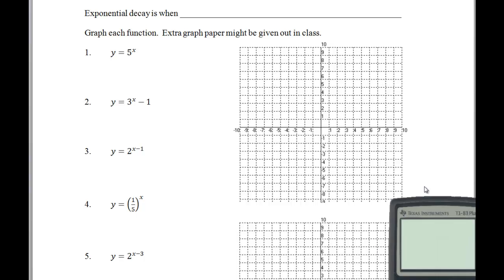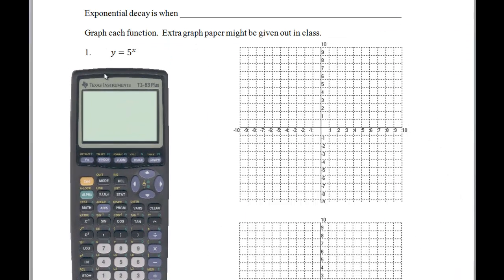Okay, so the first thing we're going to do is type in y equals 5 to the x. So I turn my calculator on and go to my y1 and clear that out. And I'm going to go y equals 5 caret x. This is going to be an exponential growth problem. The exponential growth problem will also look like this.